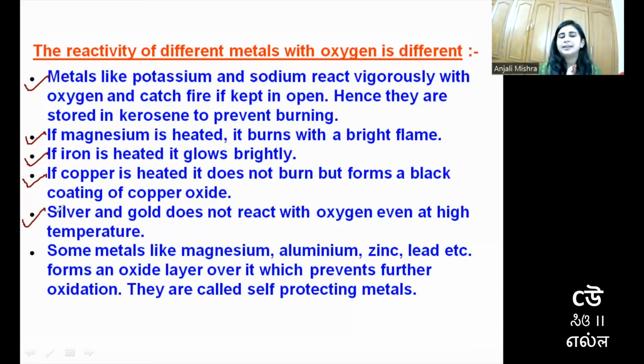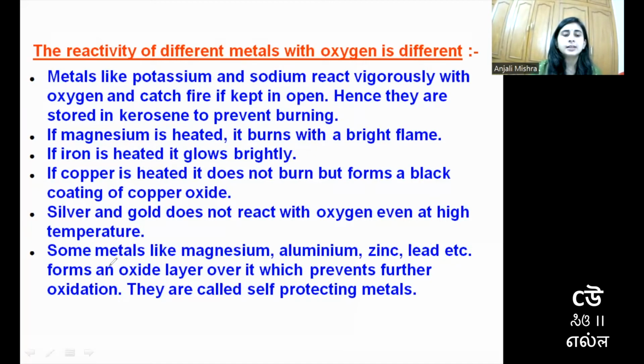The reason behind that is silver and gold are least reactive elements. If I'm saying these are least reactive elements, that means they are not going to react with oxygen even if they are kept at high temperature.